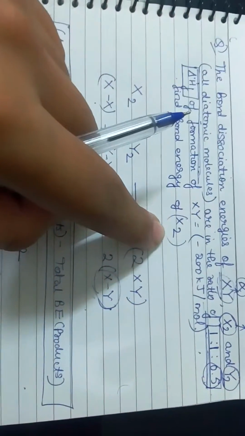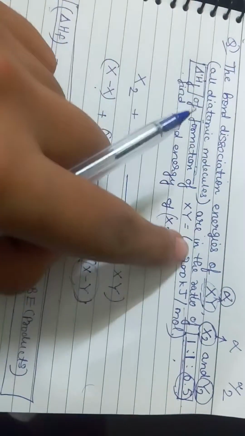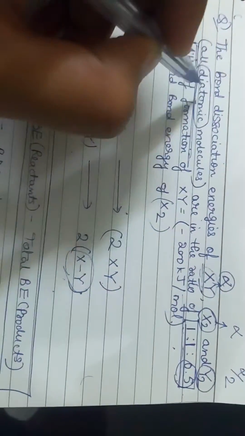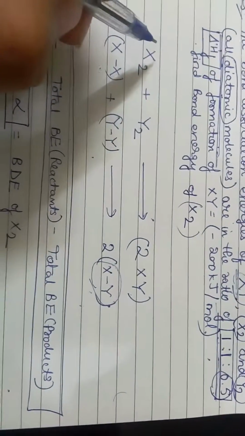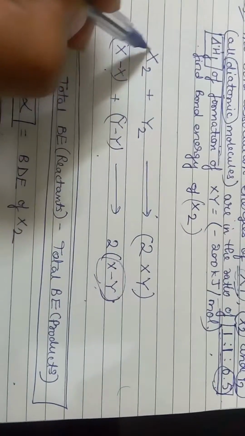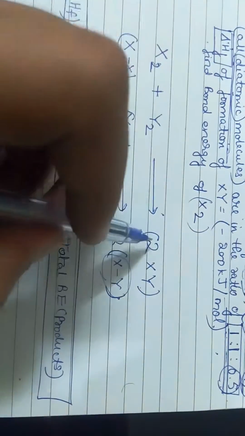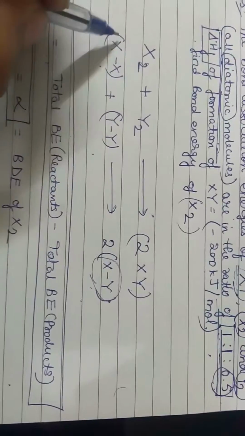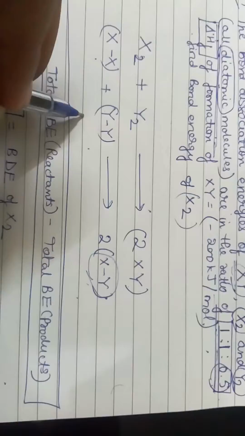So to proceed with this question, we shall focus on the fact that the heat of formation of molecule XY is given, that is minus 200 kilojoule per mole, and considering that all are diatomic molecules, this word is important, all are diatomic molecules, we can write the equation for formation of the molecule XY, that is diatomic molecule X2 plus diatomic molecule Y2, which yields two molecules of XY by simple stoichiometry and balancing of equations. X2 has been represented as X bond X plus Y bond Y, which is the representative of Y2, right?